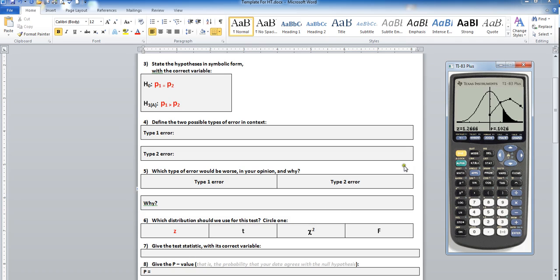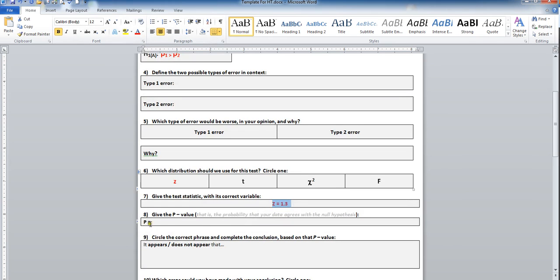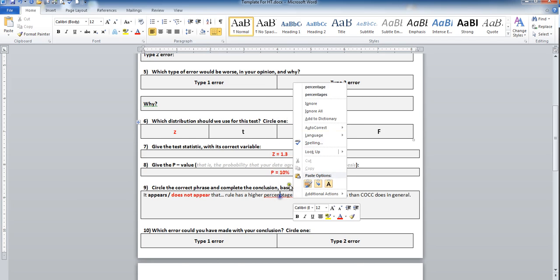We got a test statistic of 1.3 and a p-value of about 10%. So the test statistic is Z equals 1.3 standard deviations, and a p-value of about 10%, which is not enough to arouse suspicion. So it does not appear that Rule has a higher percentage of females in his classes than COCC does in general. Percentage spelled correctly would be really nice.